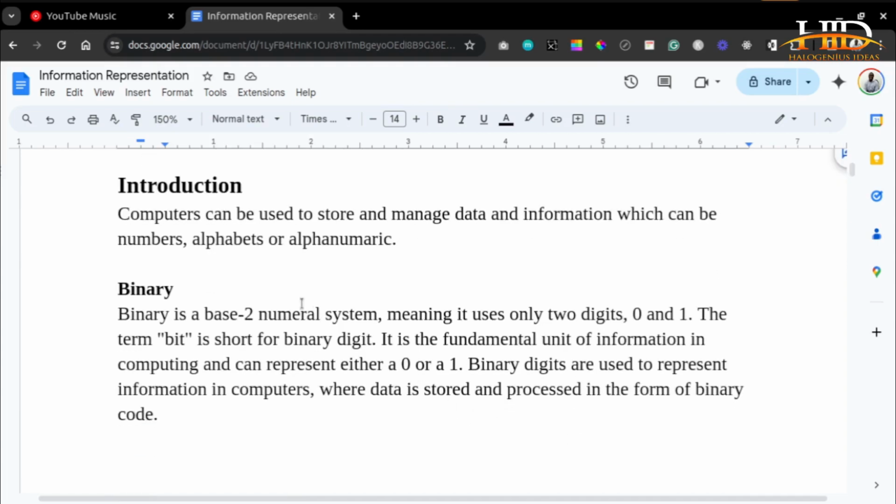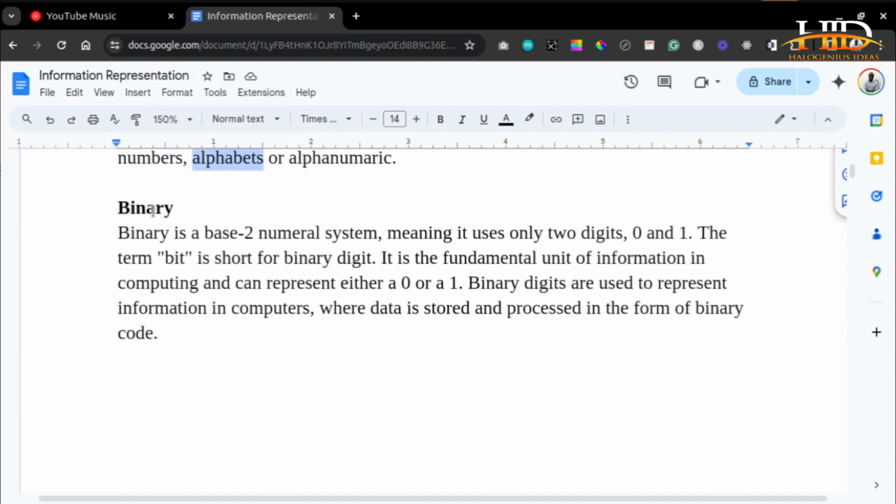The first one, introduction. Computers can be used to store and manage data and information, which can be numbers, alphabet, or alphanumeric. Alphanumeric basically is talking about a combination of both numbers and alphabets. All right. So now, binary is a concept that you need to understand if you want to talk about information representation, because what the computer understands in the long run is zeros and ones. So binary is a base 2 numerical system, meaning it uses only two digits, 0 and 1.